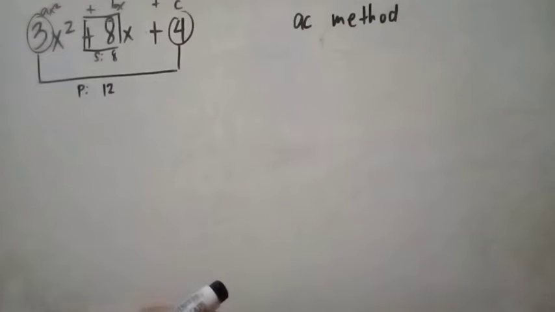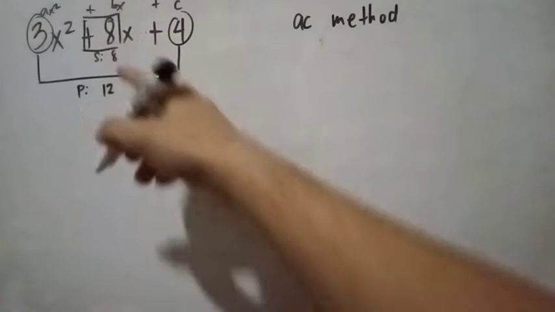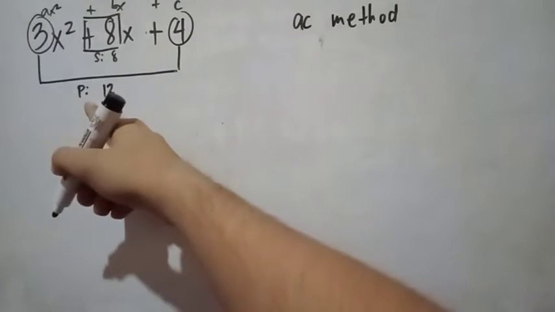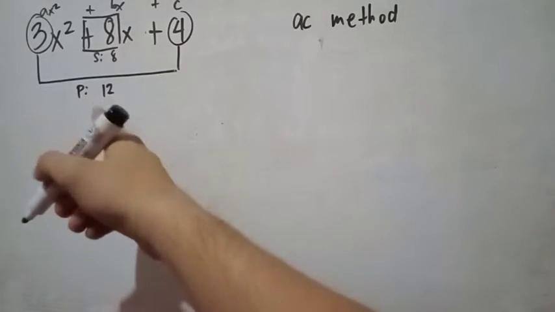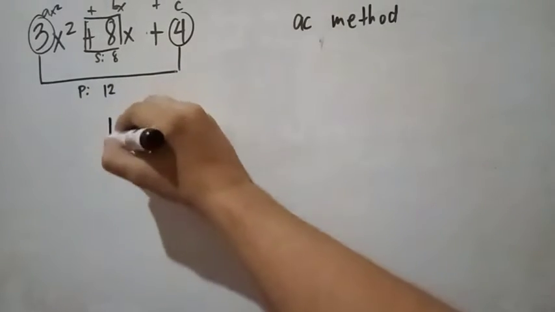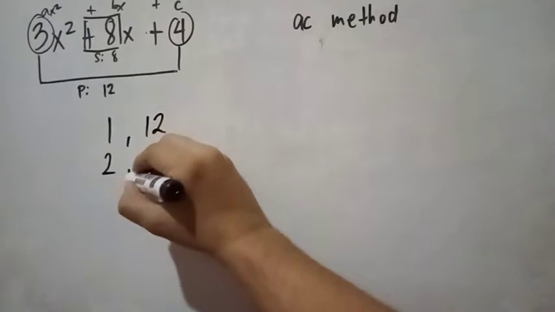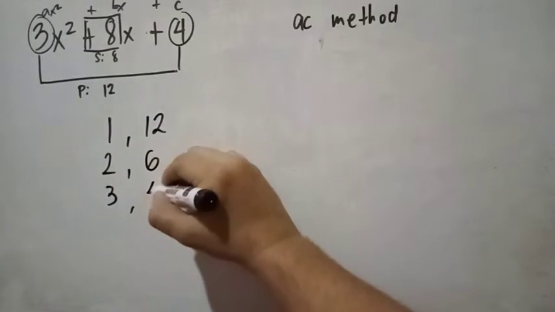Okay? So, gagaya ng ginawa natin kanina. Okay? So, the sum is 8 and the product is 12. So, kukunin muna natin yung factors ng product, which is 12. We have 1 and 12, 2 and 6, and 3 and 4.